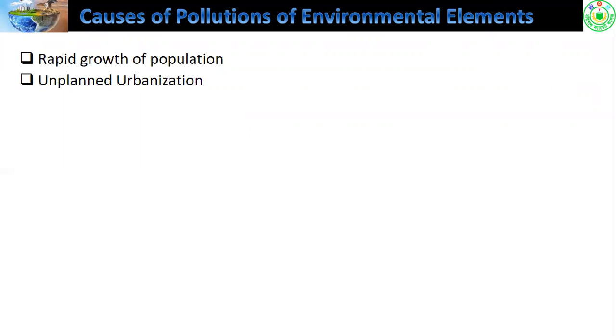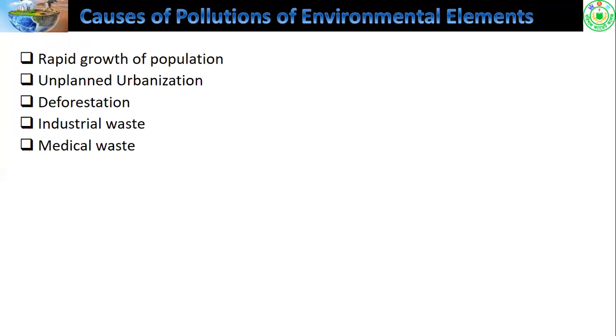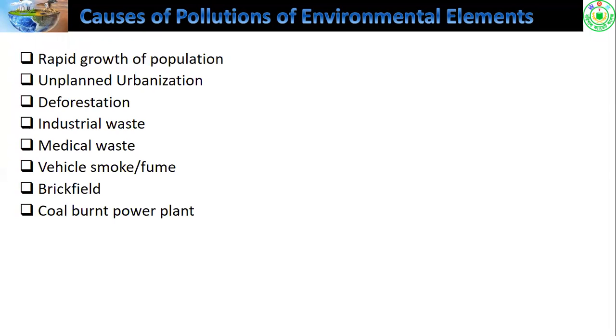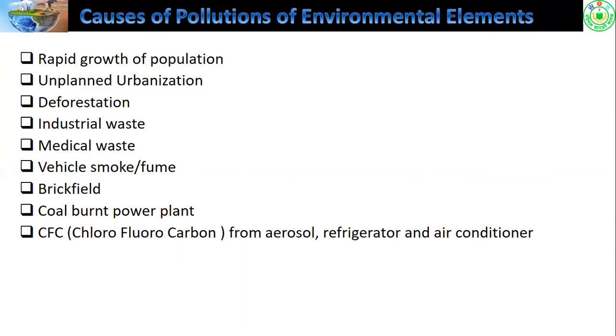Then unplanned urbanization. If you look very closely, you will observe that in the city area or urban area, you will find unplanned urbanization. And because of this unplanned urbanization, environmental pollution is taking place. Then another important cause is deforestation, industrial waste, medical waste, vehicle smoke or fume, brick field, coal burnt power plant, CFC or chlorofluorocarbon.